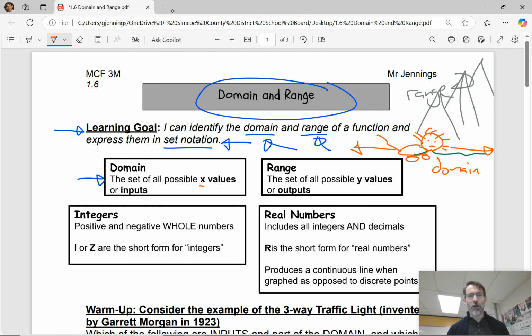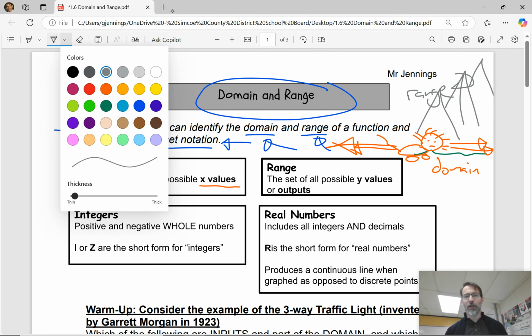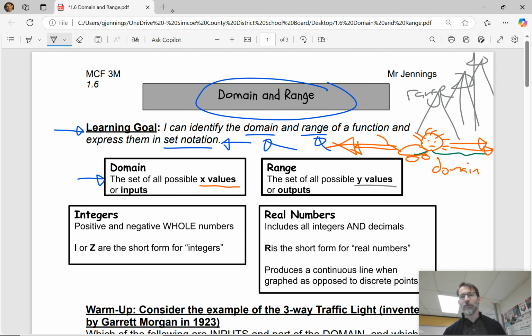The domain is all the possible x values. So we're looking at x values. X is horizontal. It's anything that the function can take x-wise, and then the range is all of the possible y values. Those would be vertical. Those are how high can the function go, how low can the function go. So that's the range of outputs and the domain of inputs.